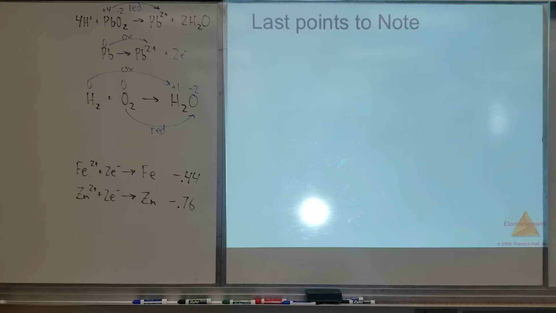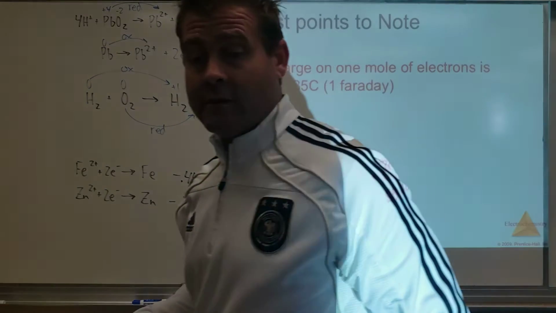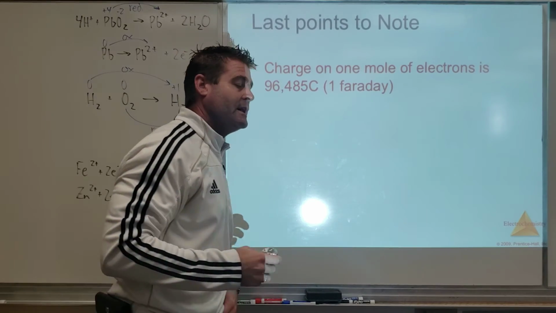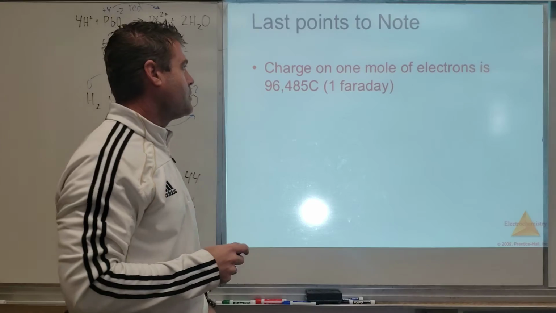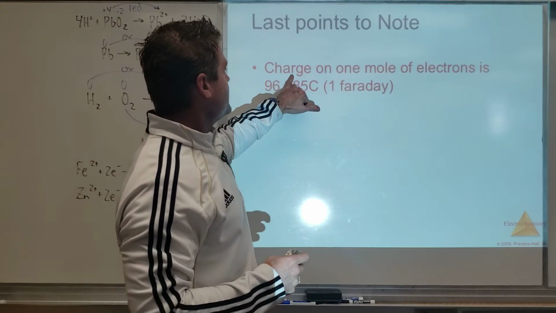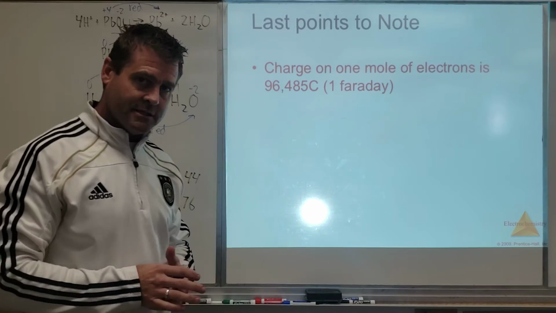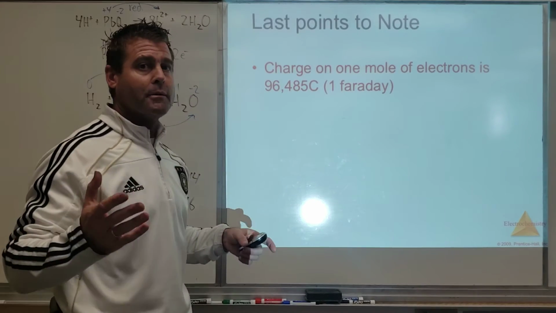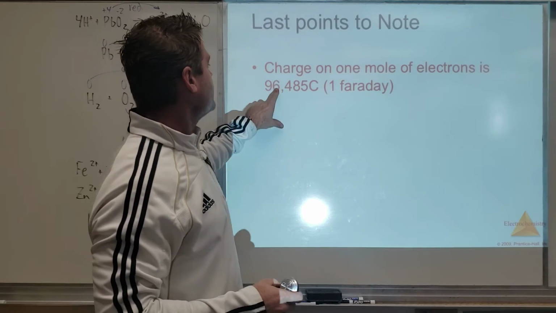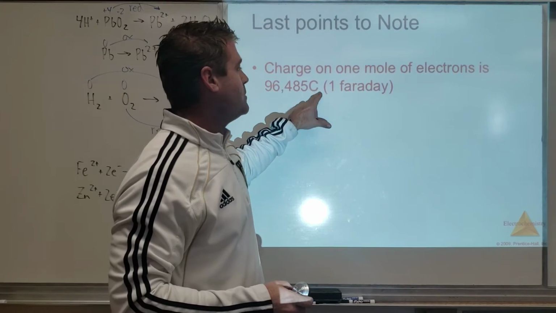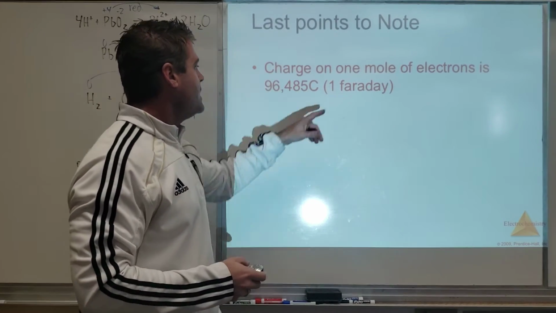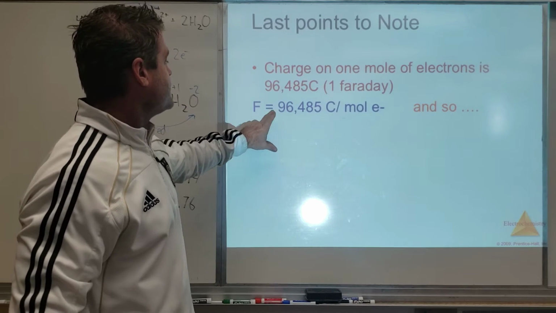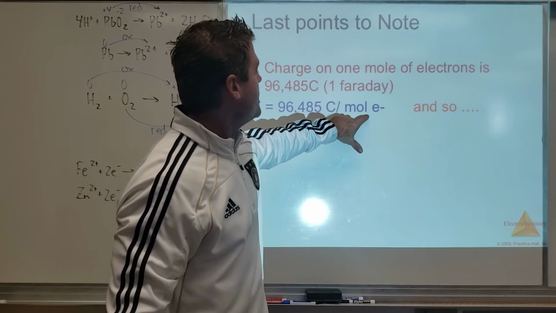Okay, you guys, this is very important. Write these notes down. We're going to need to know these values when we solve problems, which we're going to do shortly. So just note this: the charge on 1 mole of electrons. We don't talk about individual electrons, we usually talk about moles of electrons. Remember a mole is 6.02 times 10 to the 23rd. So the charge on a mole of electrons is 96,485 coulombs. Remember a coulomb is a measure of charge. We call that 1 Faraday. Remember Faraday's constant? This is how you write it: Faraday's constant is 96,485 coulombs per 1 mole of electrons.